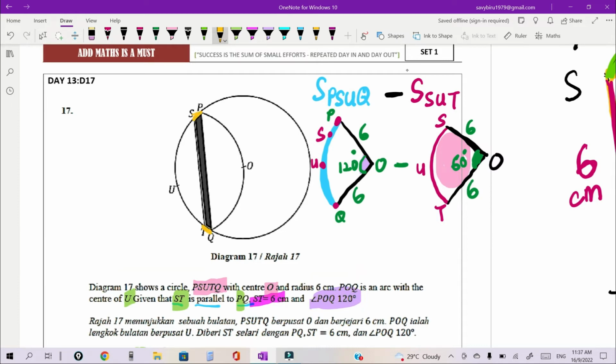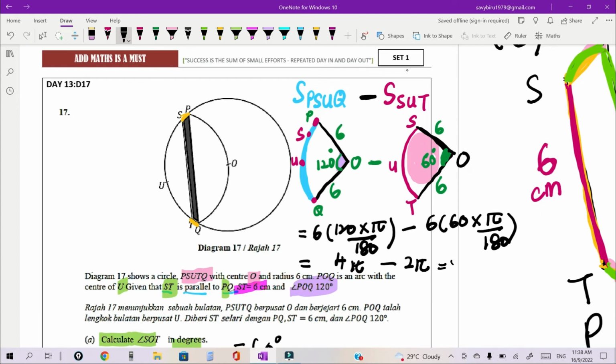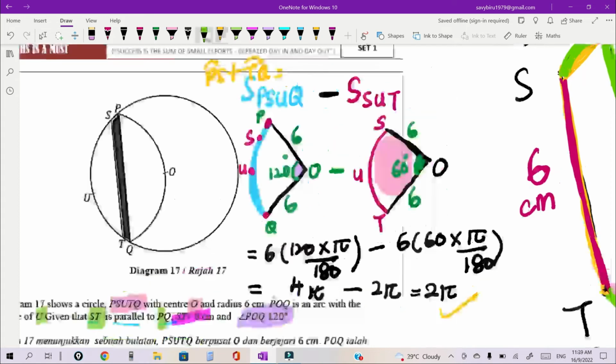PS and TQ. Using the formula R theta, R is 6, theta is 120, convert to rad, minus this one, R theta, R is 6, theta is 60 degrees, convert to rad. After calculating, you will get 2 pi. So arc PS plus arc TQ length is 2 pi. The next step is you need to find the length of PQ.